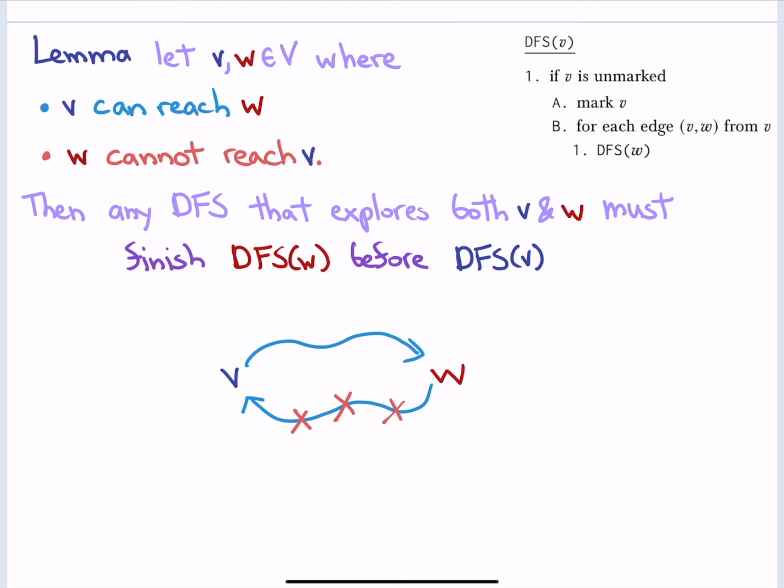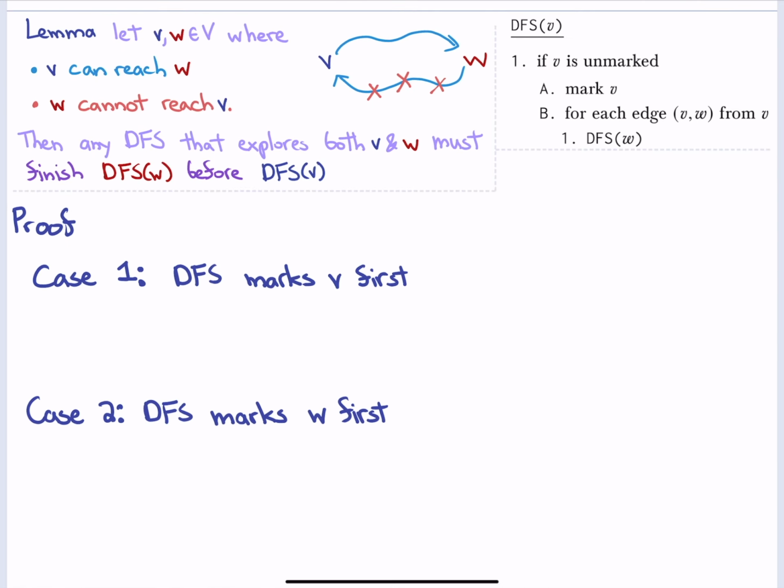All right, so I think this probably is not too surprising a claim. It should agree with your intuition. But let's prove it and go through two cases. In case 1, DFS maybe marks V first, right? So it visits and marks V. But now it starts searching its neighbors and stuff like that. So we want to claim that in this case, we will search, mark, and finish searching W before we exit from that call to DFS V. And why is that?